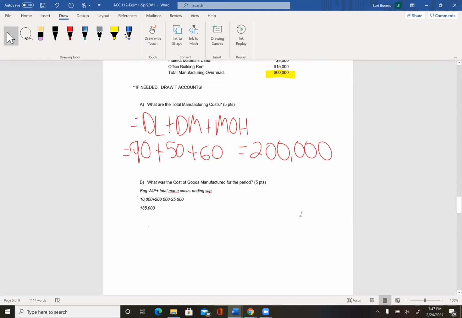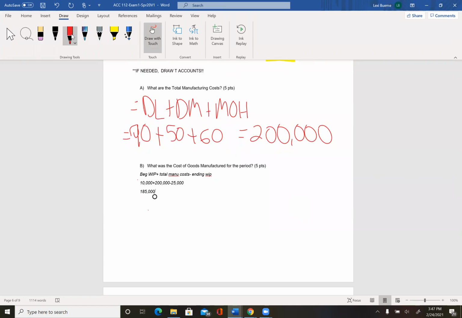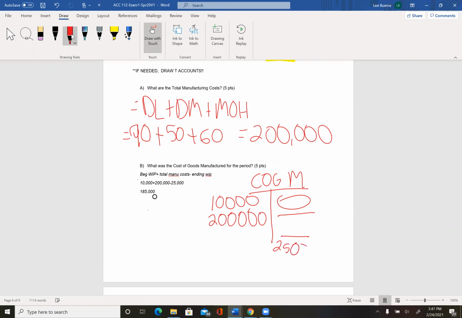If you want to see it in a T account, if that will help, for your T account, the beginning is 10,000. Your manufacturing costs are going to be right here. Your cost of goods manufactured is what you're looking for. Then your ending would be right here. Just if you want to see it, you can do it either way.